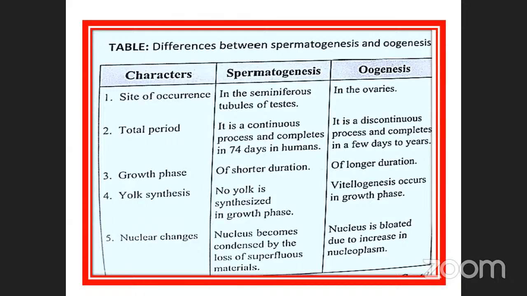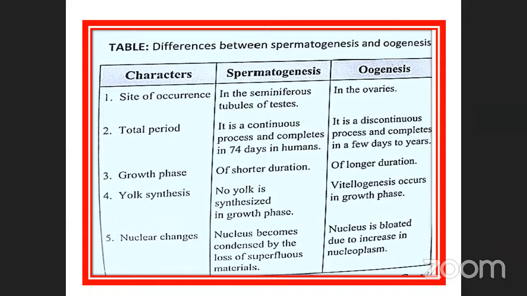74. Which one is spermatogenesis? After 74 days only, the mature sperm is produced. Oogenesis is a discontinuous process and is completed in a few days to years. Growth phase is of shorter duration in spermatogenesis and of longer duration in oogenesis. Note it down, this is also very, very important. Yolk synthesis: no yolk is synthesized in the growth phase of spermatogenesis, but in oogenesis vitellogenesis occurs in the growth phase.